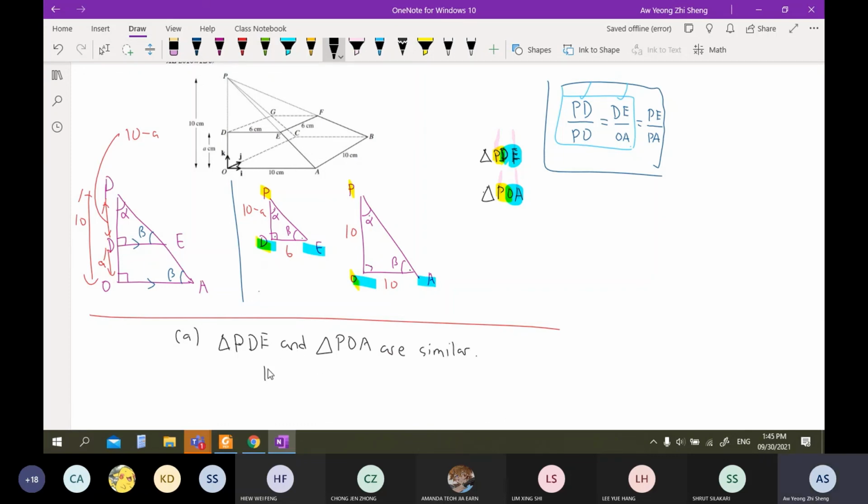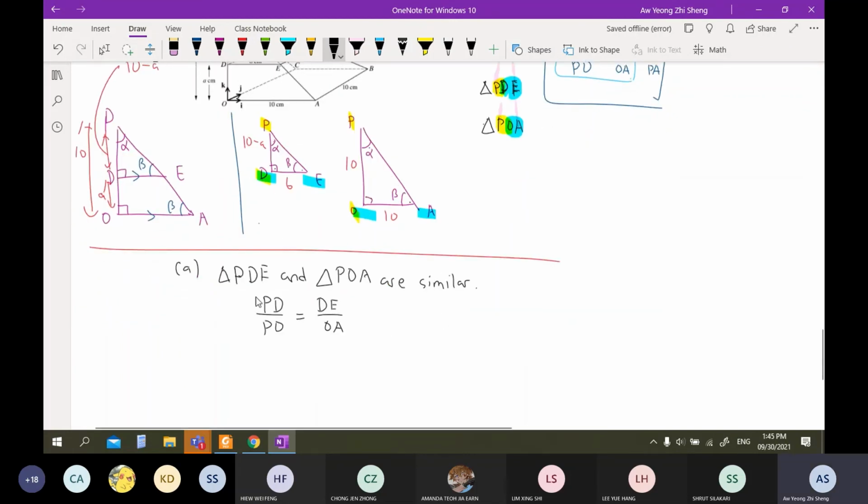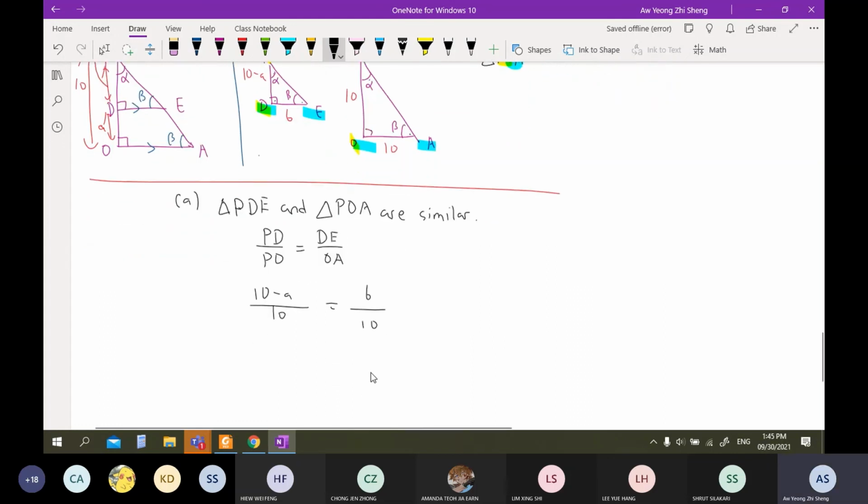So you have PD over PO is equal to DE over OA. PD is 10 minus A, PO is 10, DE is 6, OA is 10. Both sides have the same denominator. We can multiply both sides by 10. 10 minus A equals 6, and easily we can show A equals 4. Okay, and done.